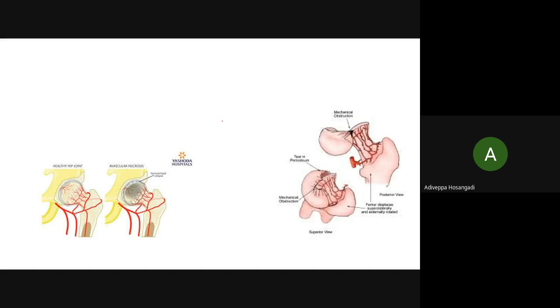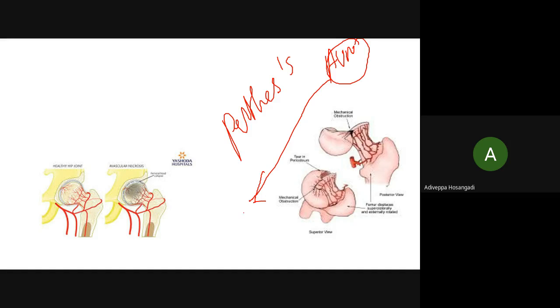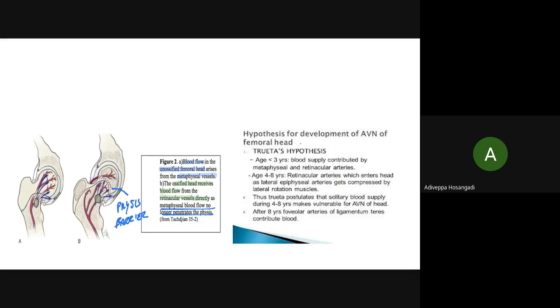What is the problem in Perthes disease? It is again avascular necrosis. But please remember, avascular necrosis in Perthes is in a child between 4 to 8 years. 4 to 8 years. I will come to that a little later. This is the importance of understanding the blood supply of the femoral head. Okay, so I wanted one last slide of the picture, then we'll go to the MCQs.